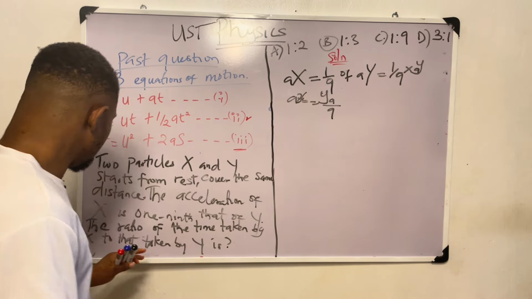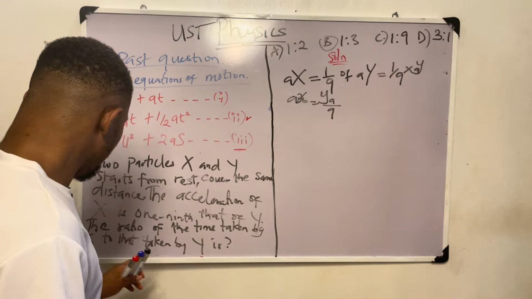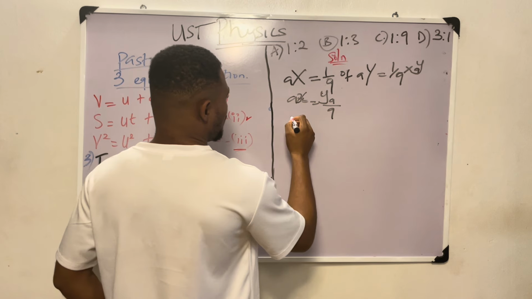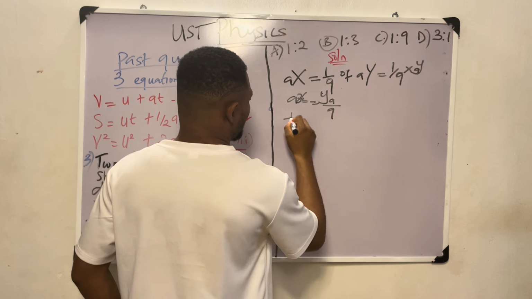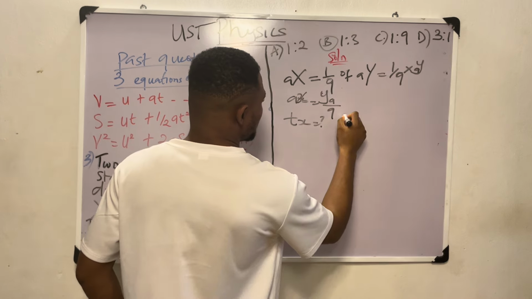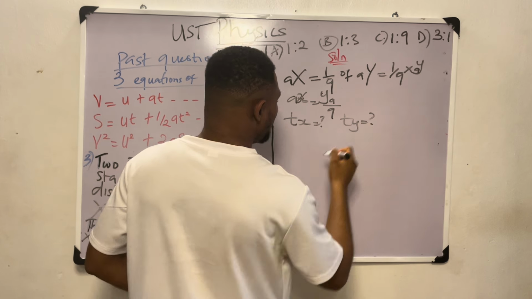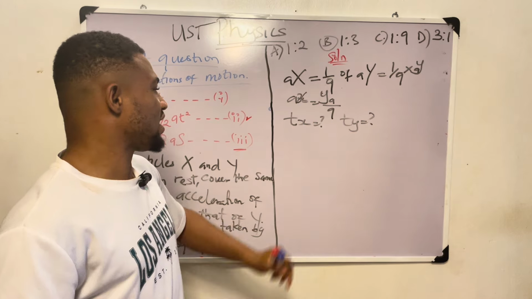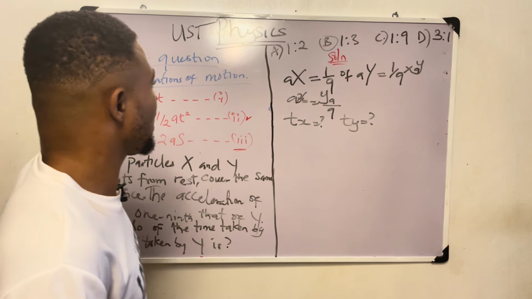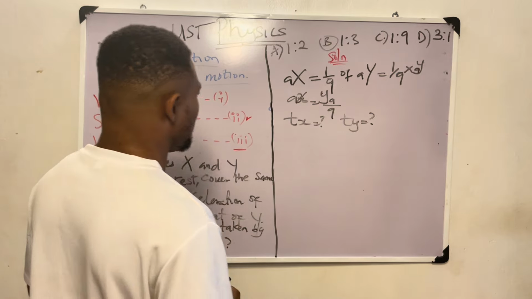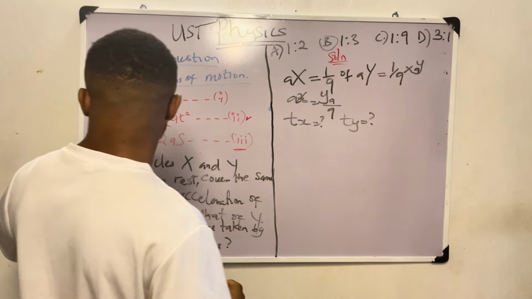Now they say, what is the ratio of the time taken by X to that of Y? Tx is unknown, Ty is unknown too. You understand? We're looking for the time taken by X and the time taken by Y. So we shall start solving.